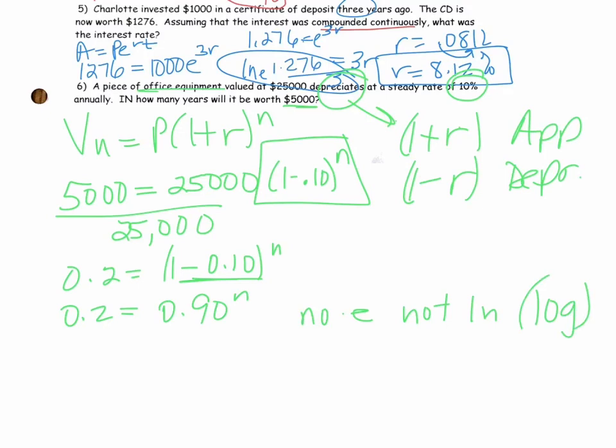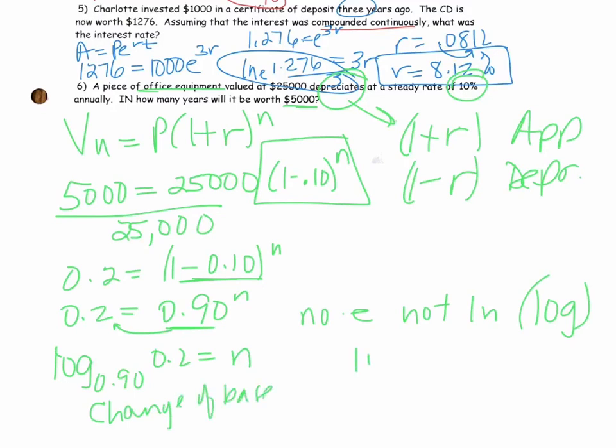Okay, so I'm still going to switch forms. So if we go log, the base is 0.9. We go across the equal sign to get 0.2, and that equals n. If you remember, this is called change of base. So we're going to go log 0.2, the number, divided by log of the base. And that equals n. And I get 15.3 years.